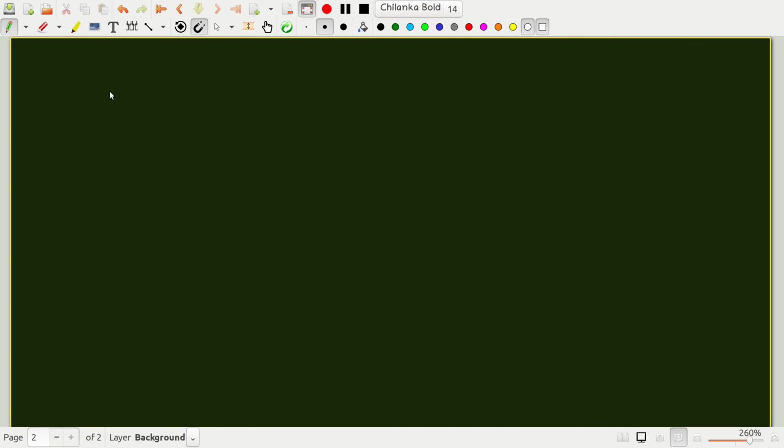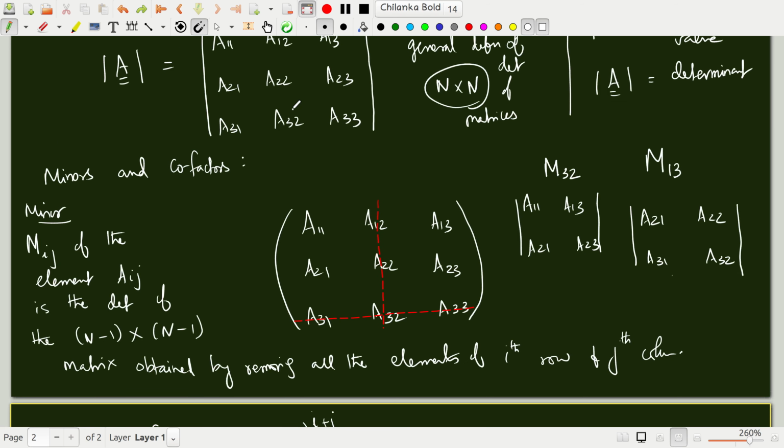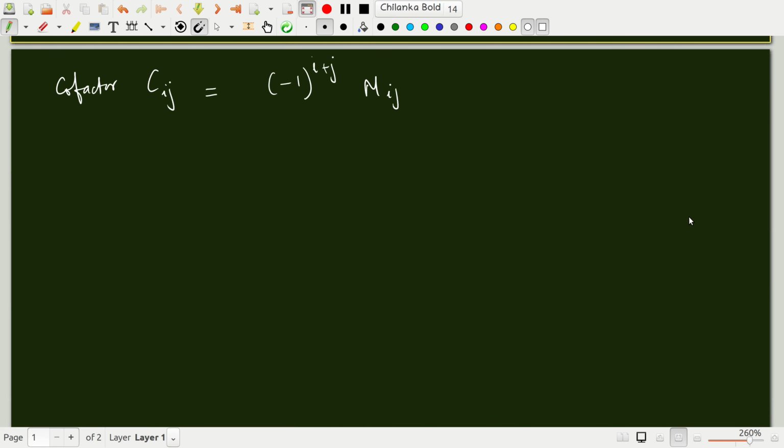Now, what is a cofactor? The cofactor Cij of the ijth element of a matrix is nothing but minus 1 to the power i plus j times Mij. Remember that Mij is a determinant. A determinant is a scalar, right? So we'll come to how to find the determinant. In the previous part I have only told you how to find M13 in terms of a determinant. I have not yet told you how to calculate this determinant. I'll come to that in a minute.